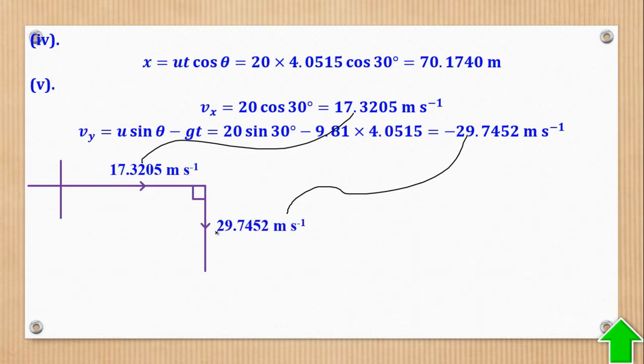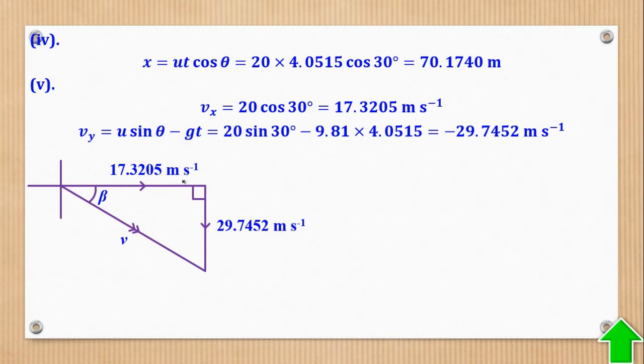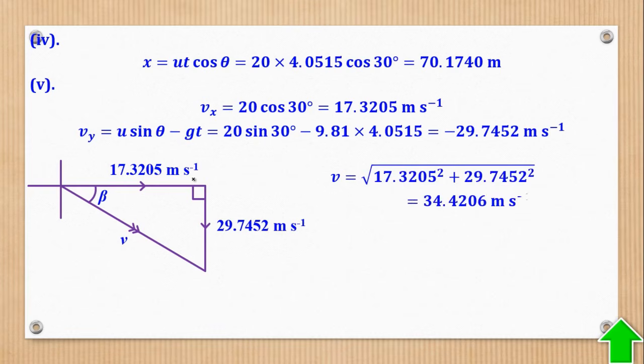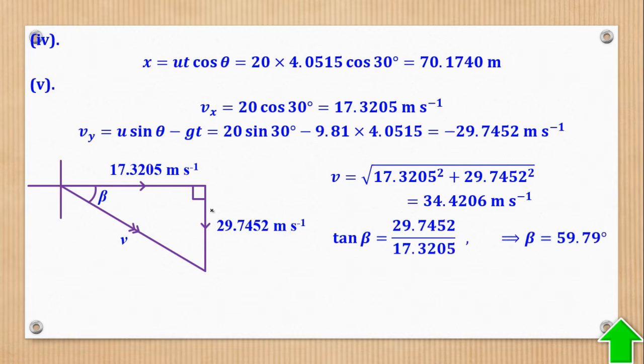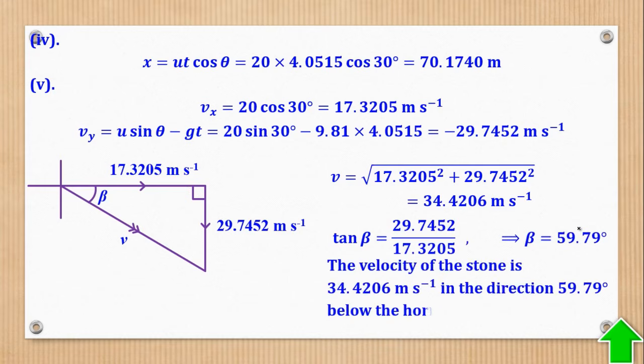I think you realize that we're not putting a negative here because the negative was to show us that it's going downwards. Then a line from start to end is our velocity which they want, the velocity with which the stone hits the ground. So using Pythagoras theorem, I can get the magnitude of that velocity. Then using SOHCAHTOA, I can get the direction. Then I can conclude. And that's what they wanted.